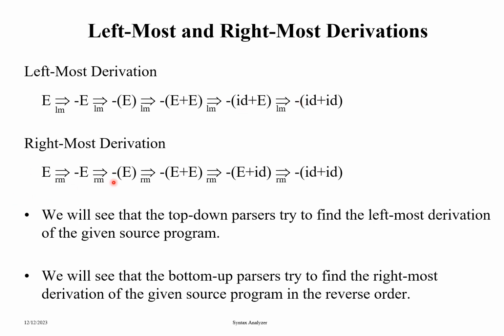Coming to the rightmost derivation, these things are the same. Coming here, E plus E, I can replace ID in place of this E. This is the rightmost derivation, so I can replace the right hand side value of E as an ID and then go into the left hand side value. So we will see that top-down parsing tries to find the leftmost derivation of a given source program, and bottom-up parsing tries to find the rightmost derivation of a given source program in reverse order.